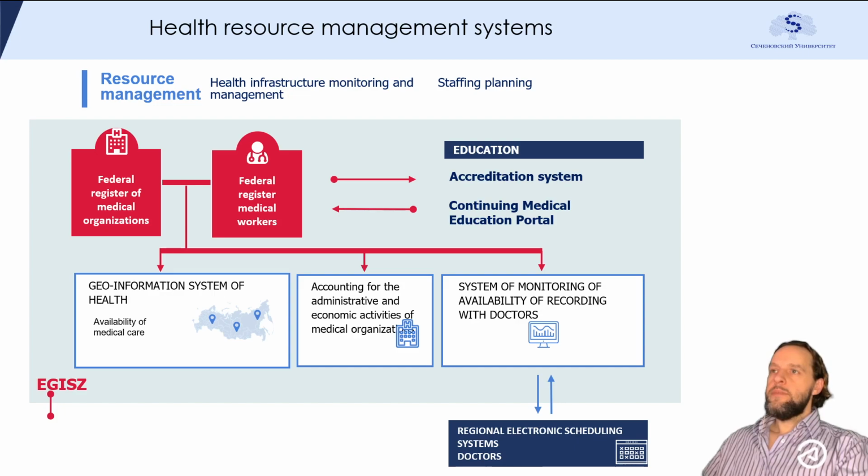Resource management system will be capable of integrating geo information system and accounting for the administrative and economic activities of medical organizations, so it will integrate all the data regarding placement of healthcare resources and demand on these resources, and provide insights on how this placement could be adjusted to meet all the healthcare system needs in its current state.